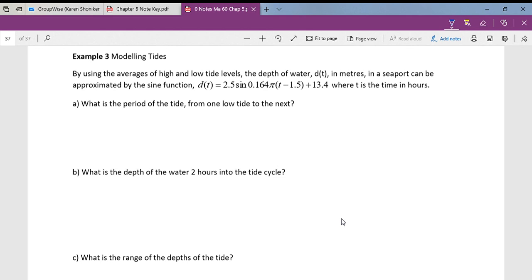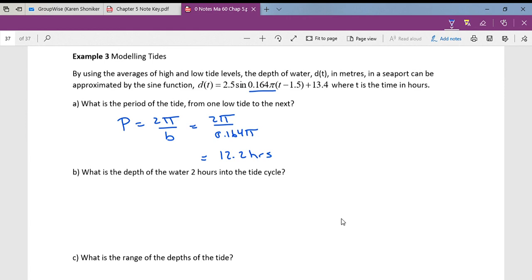So it says, by using the averages of high and low tides, the depth of water, d, as a function of time, in meters, in a seaport can be approximated by the sine function, where t is the time in hours. What is the period of the tide? So period, we know, is 2 pi divided by b. So if I look up into my equation, I can see that my b value is all this part here. So I'm going to divide 2 pi by 0.164 pi. If I plug this into my calculator, I should end up with 12.2 hours.